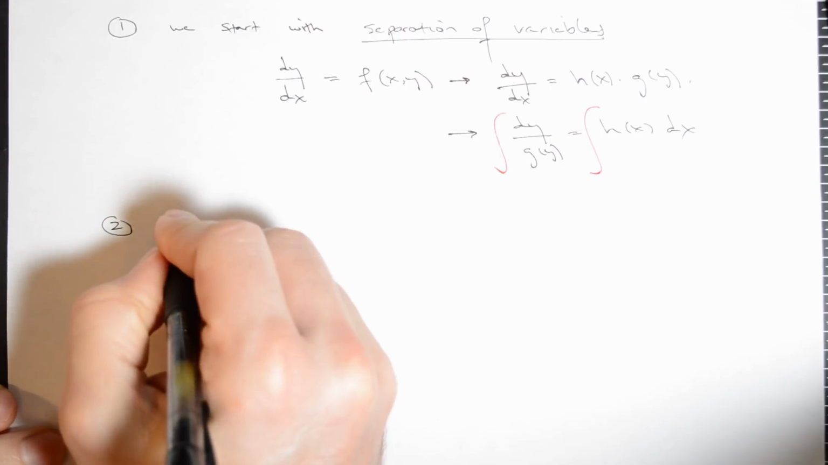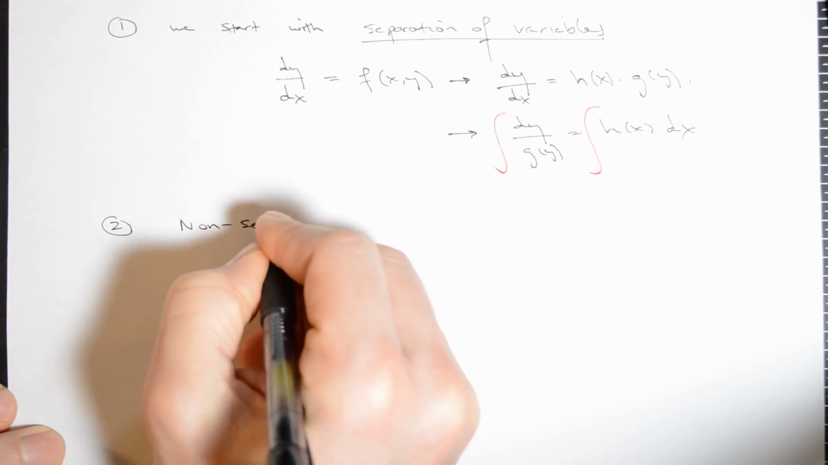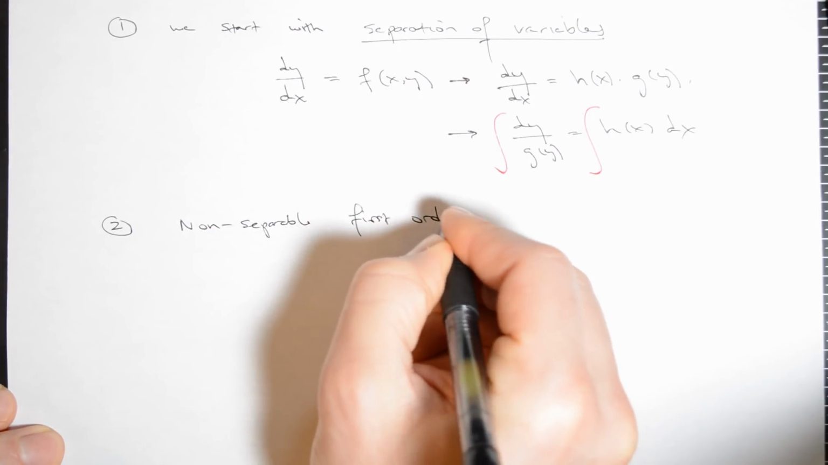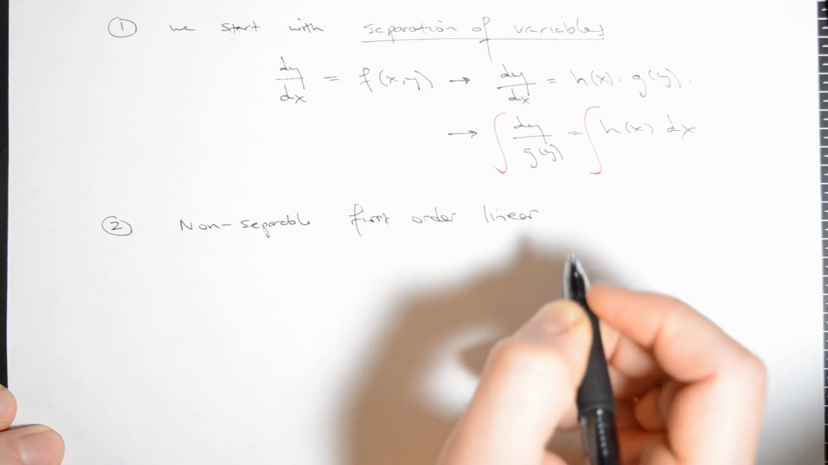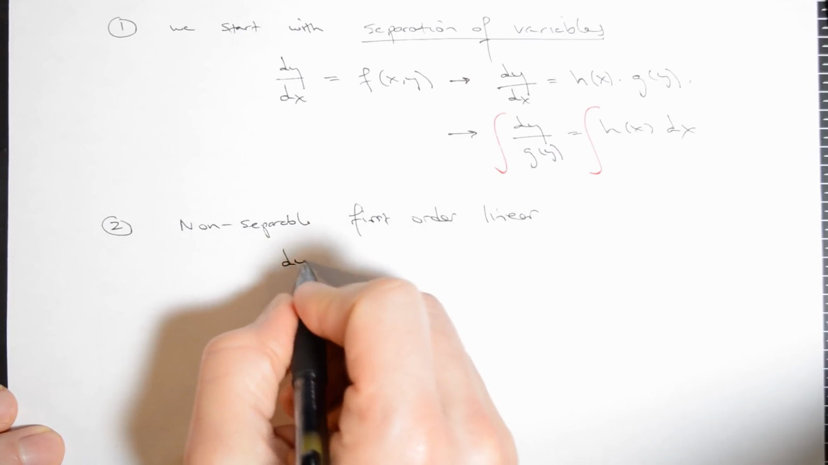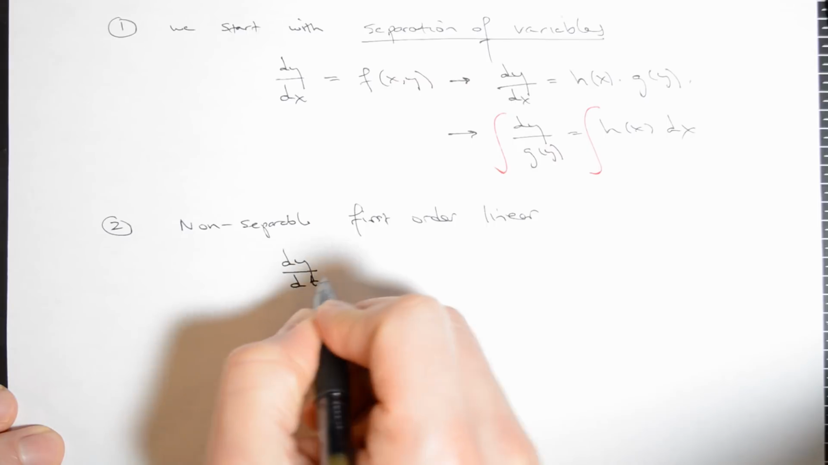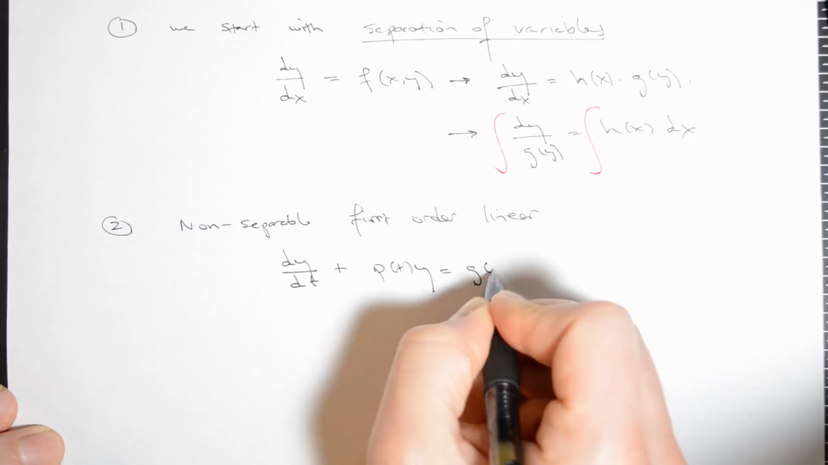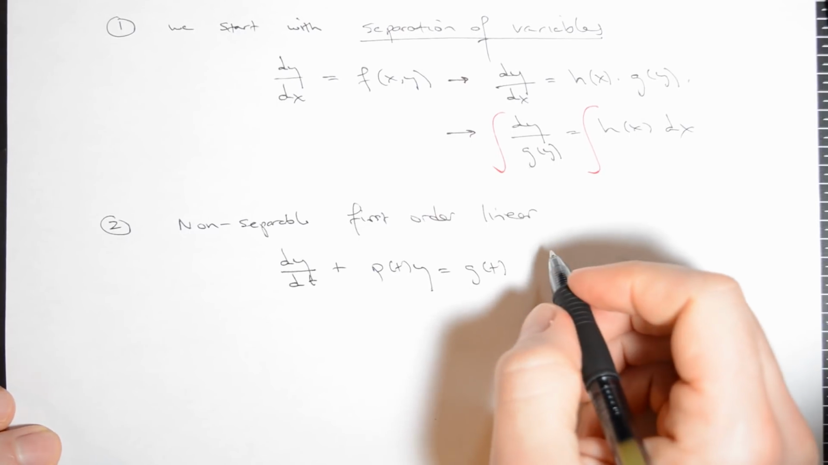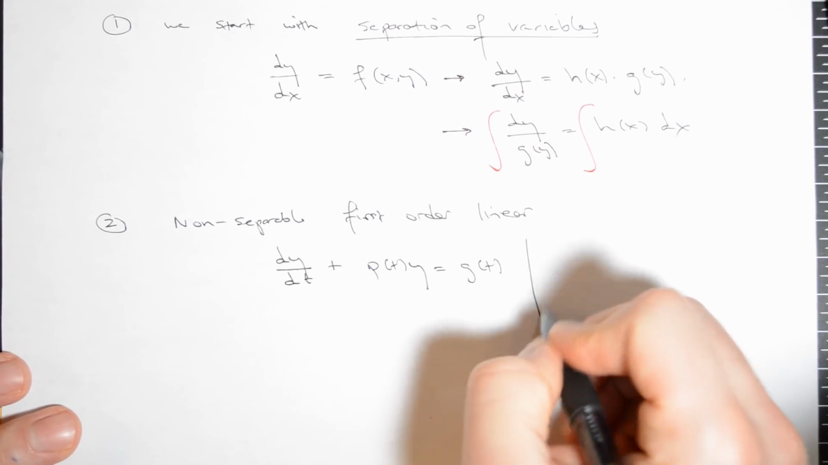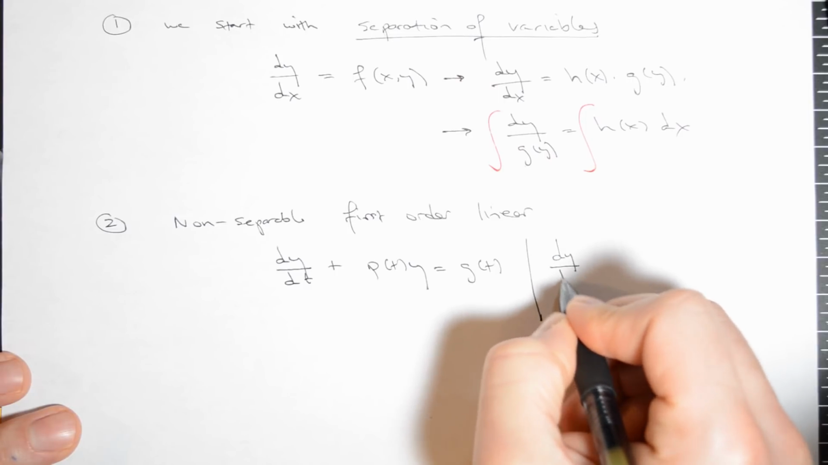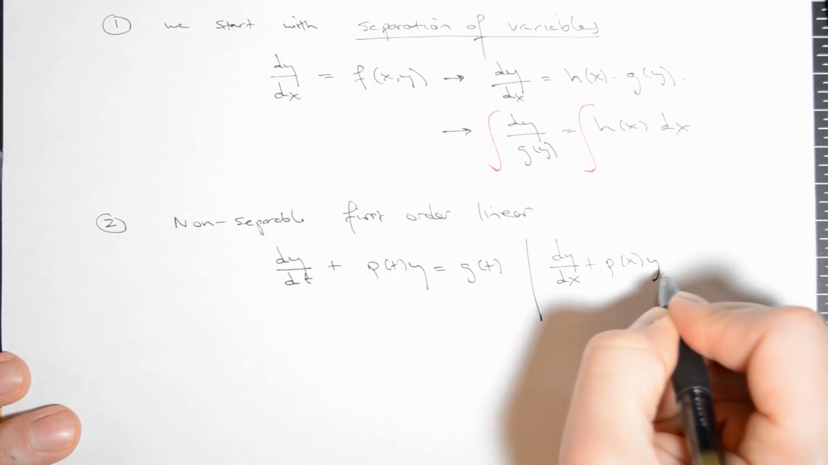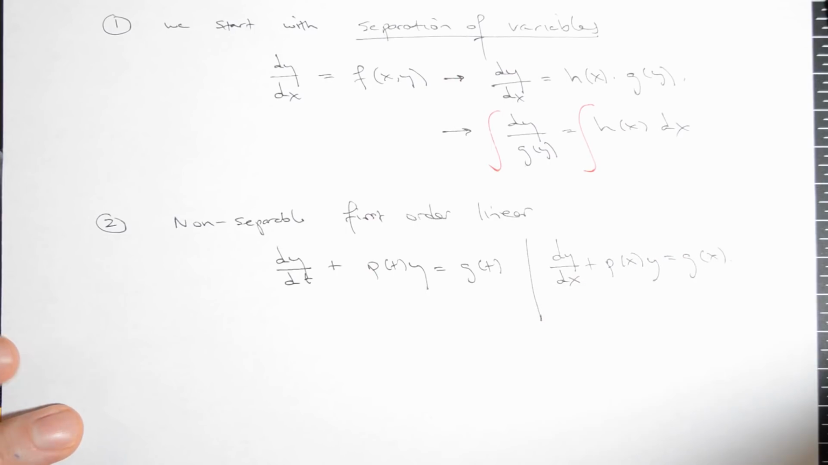So in a non-separable first order linear differential equation, we'll have something in the standard form dy/dt plus p(t)y is equal to g(t). This can also be written in a symmetric form with different variables as dy/dx plus p(x)y is equal to g(x).